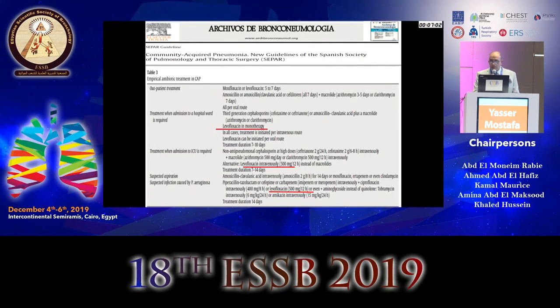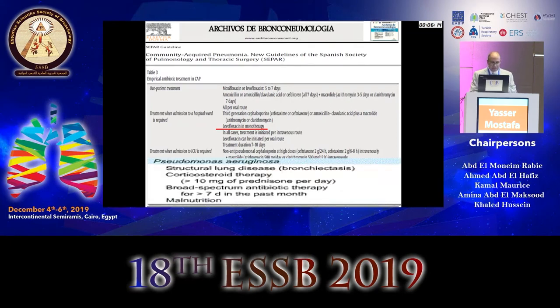The Spanish Society of Pulmonology and Thoracic Surgery is from a Mediterranean country, and it is near to us. That's why sometimes we feel that their practice is near to our practice. In outpatient treatment of pneumonia, unlike other guidelines such as the British and NICE, they recommend first respiratory fluoroquinolones, moxifloxacin or levofloxacin. In treatment of patients admitted to hospital, they still recommend levofloxacin in monotherapy. In patients admitted to ICU, they recommend levofloxacin intravenously, 500 every 12 hours. So they are very near to us. And in patients with suspected Pseudomonas aeruginosa, they have a special concern, as I mentioned before.